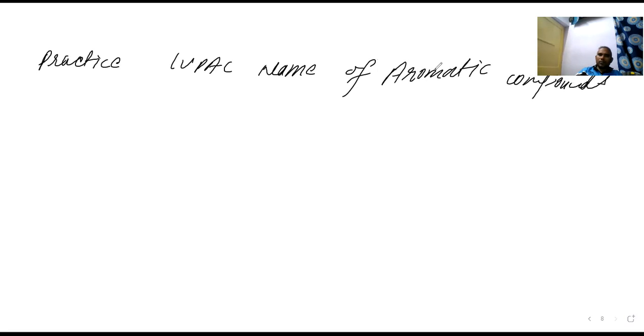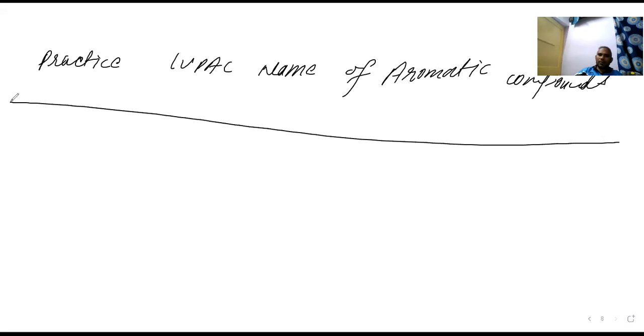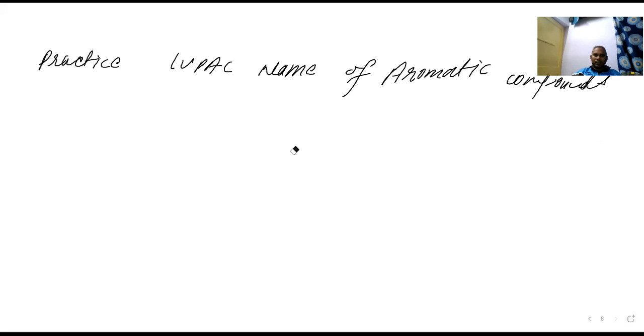So we are going to practice IUPAC names of aromatic compounds. We are going to understand how we can practice. When we talk about aromatic compounds, this is the first member. We are starting from the beginning. Can you please tell me the name of this compound?